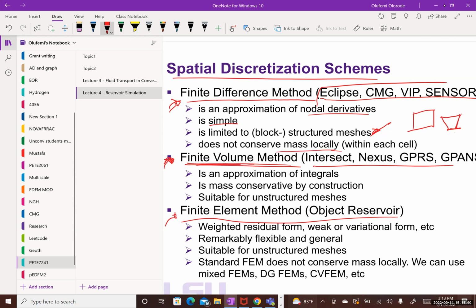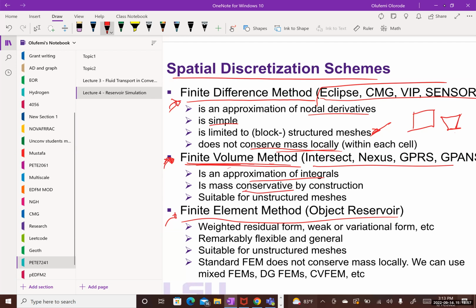It does not conserve mass locally. That's why it's being phased out and replaced with finite volume method. Finite volume method is an approximation of integrals. First thing you do is to integrate the continuous form of the equation.